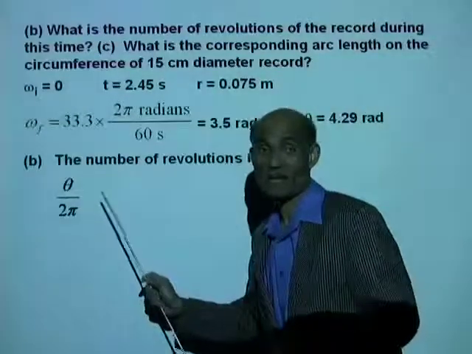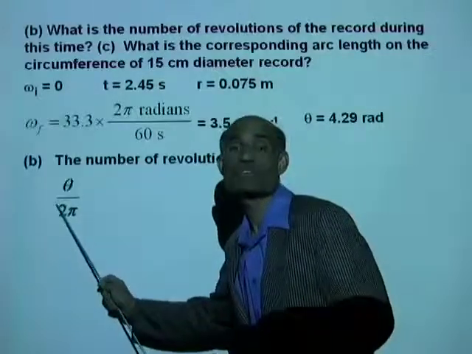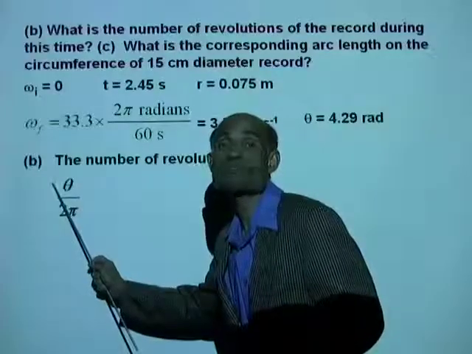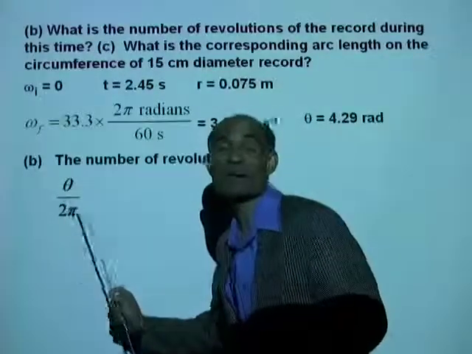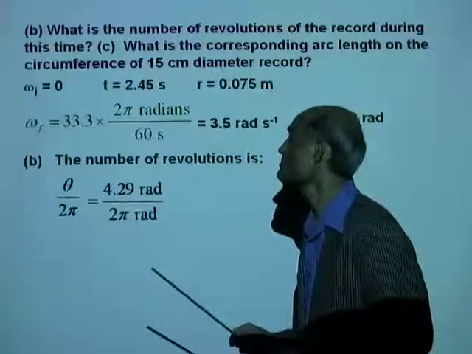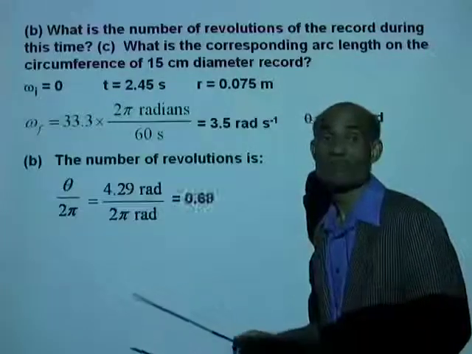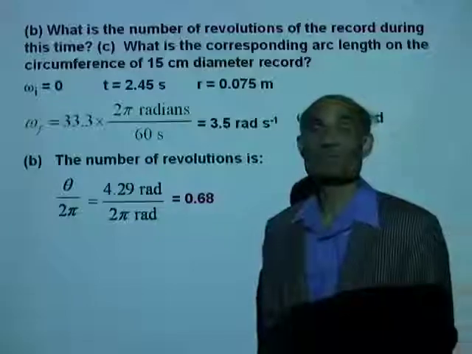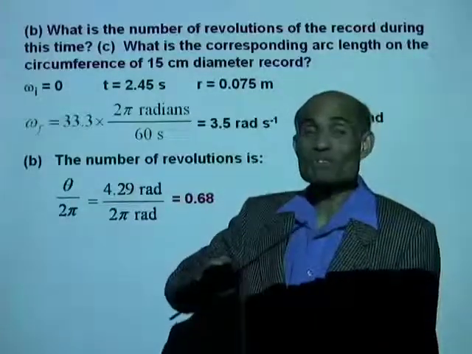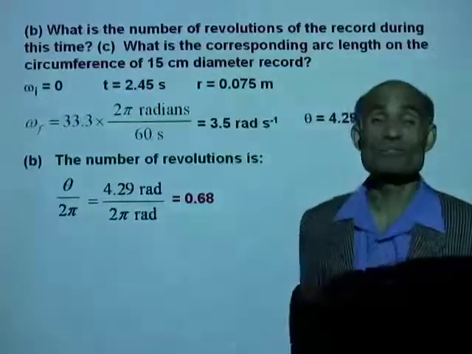I hope you understand that, because each revolution is 2 pi radians. Therefore, an angular displacement of theta will correspond to theta divided by 2 pi revolutions. That will be 4.29 radians divided by 2 pi radians, which is 0.68. So the disk did not go through a complete revolution. It completed 0.68 of a revolution.